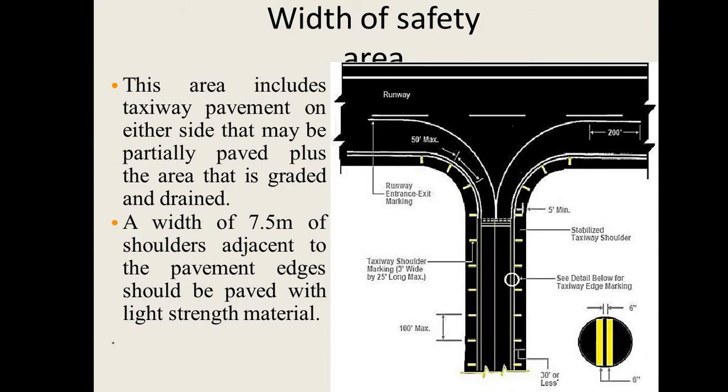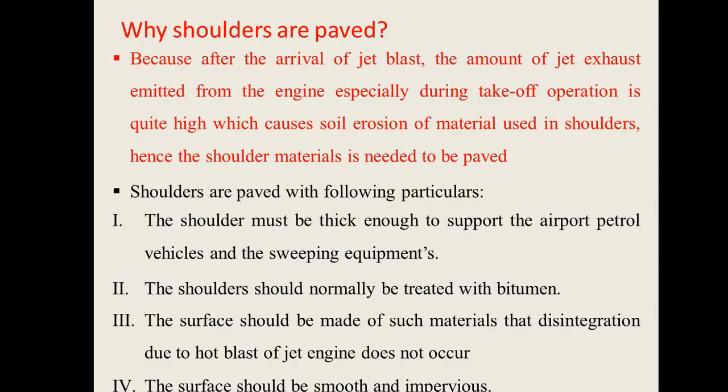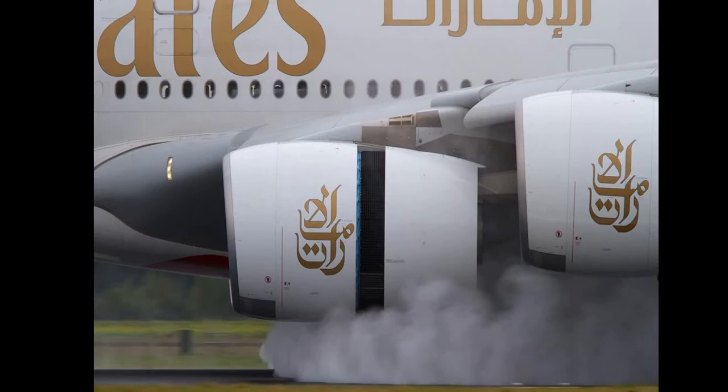Safety area. This area includes taxiway pavement on either side plus the area that is graded and drained. The width of 7.5 meter of shoulder adjacent to the pavement edges should be paved with light strength material. Why should it be paved? Because the jet blast, the amount of jet exhaust emitted from the engine, especially during takeoff operation, is quite high and causes soil erosion in the shoulders. So we can see the jet blast during takeoff of an aircraft.